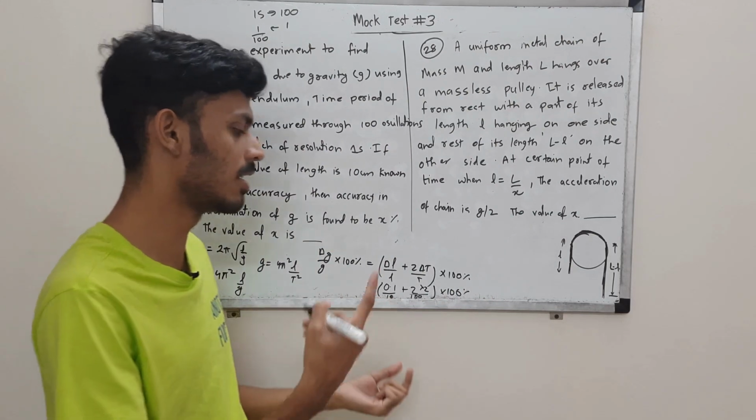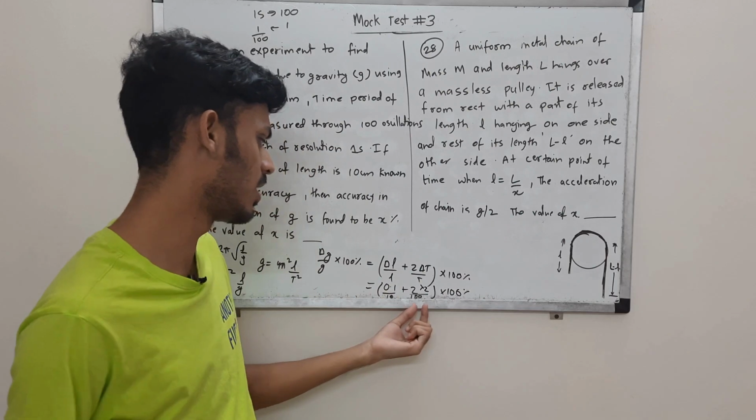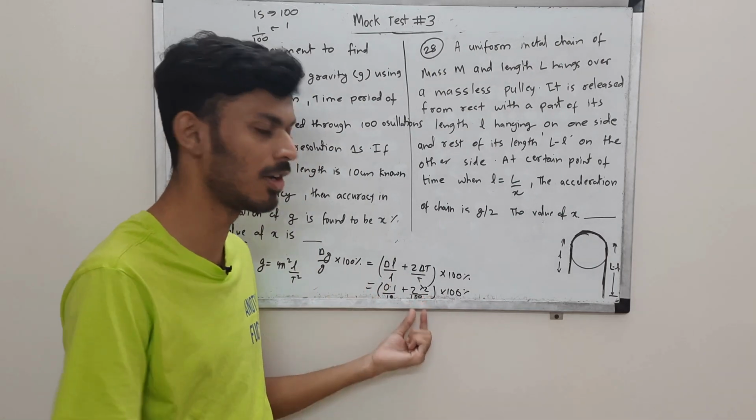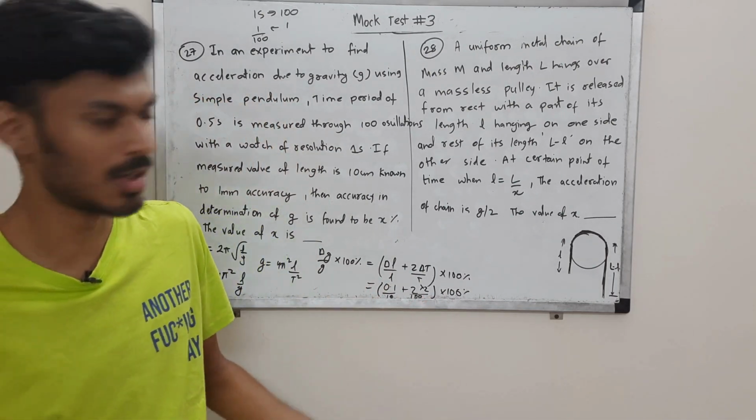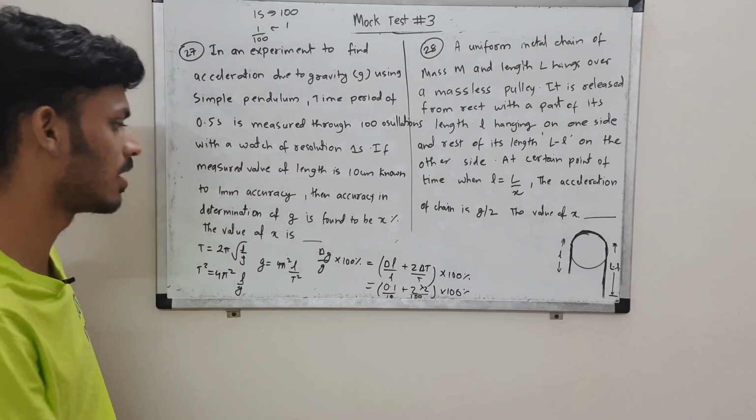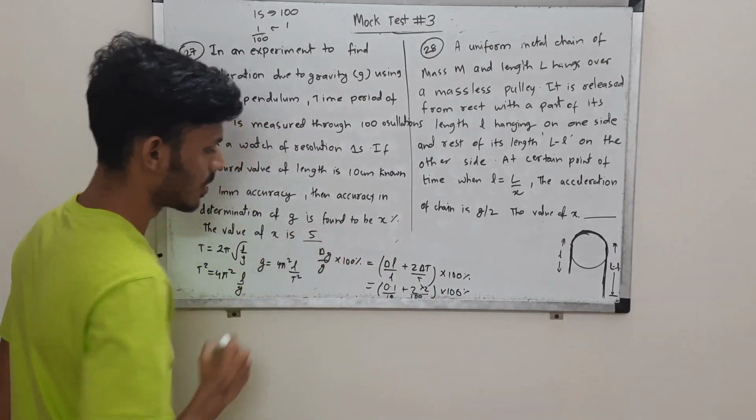1 divided by 10, this is 0.01, so 1%, and 2 into 2 which is 4 divided by 100, so again 4%. So this is 4%, this is 1%, so total error is 5%.